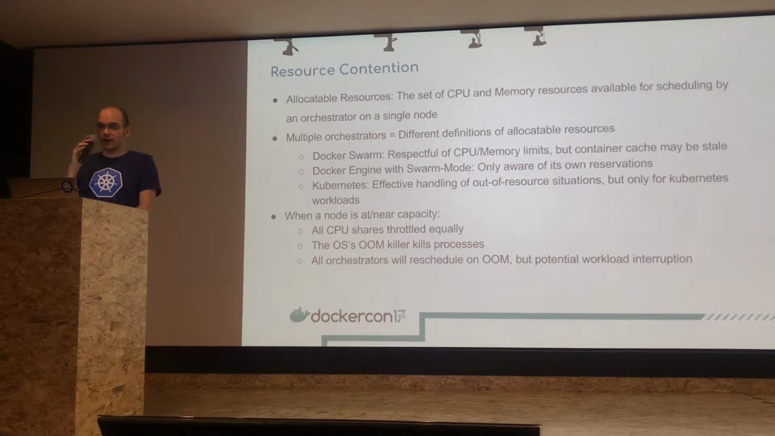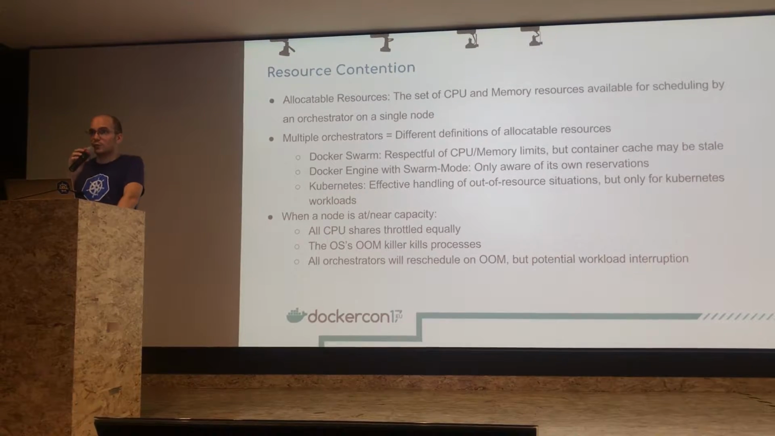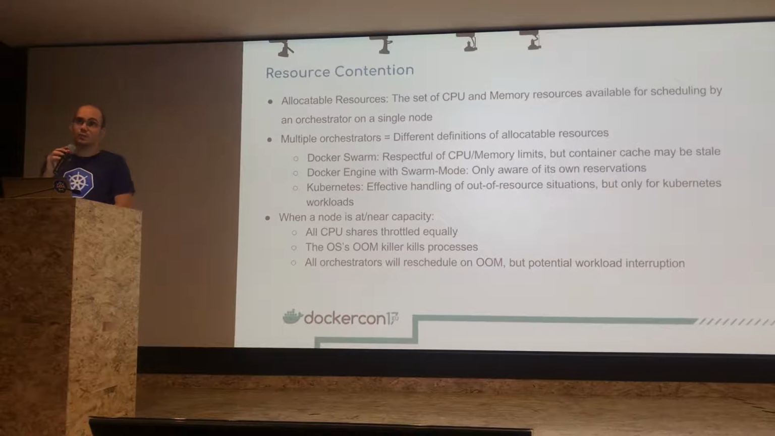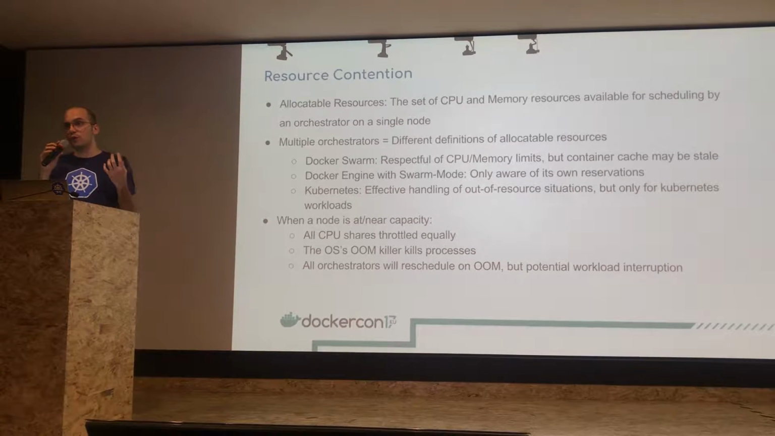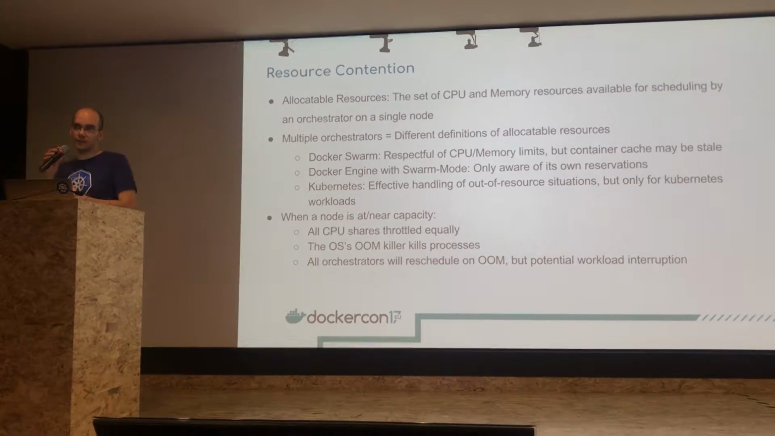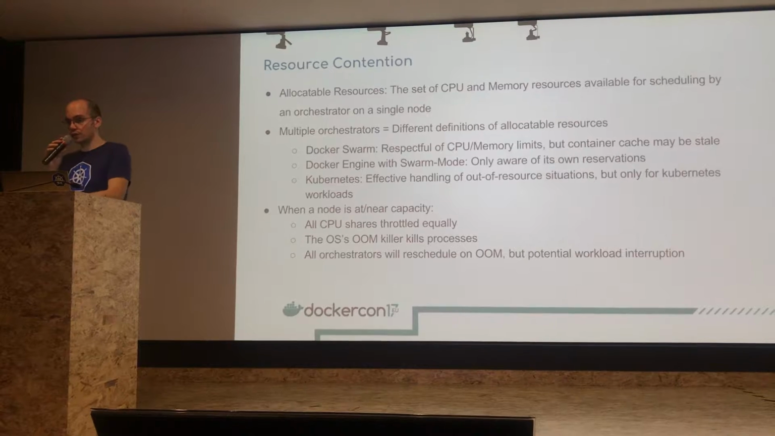So this is tracked by the notion of allocatable resources. So allocatable resources for a node is the set of CPU and memory resources that are available for scheduling on that node by the given orchestrator. And when you have multiple orchestrators, that means that this calculation is done differently every single time because the orchestrators are not necessarily aware of each other's workloads.